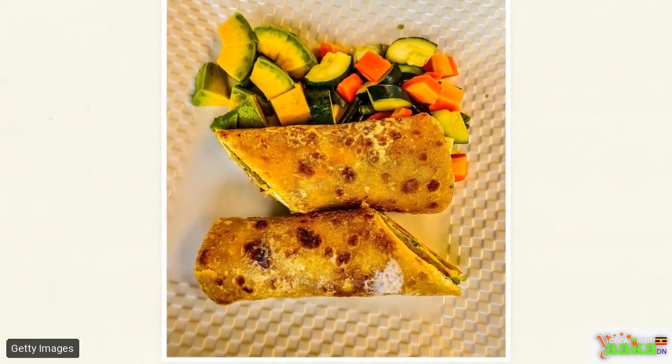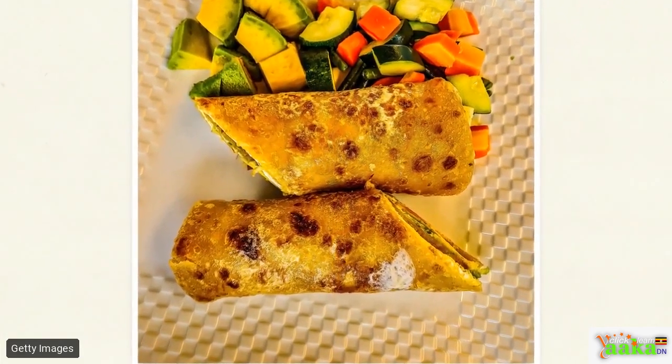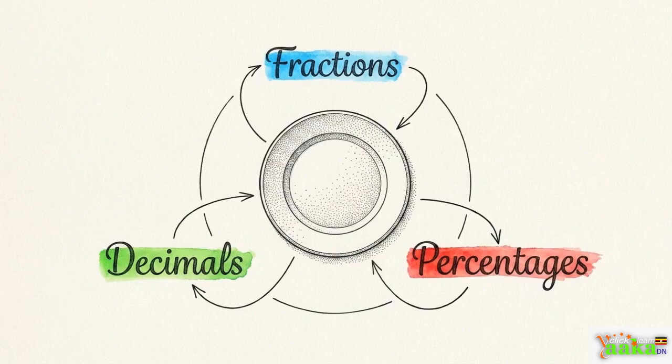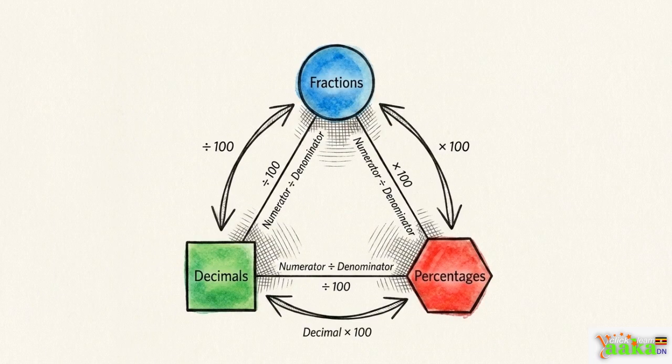If you buy a Ugandan Rolex and cut it up to share with friends, you are already doing the math of fractions, decimals, and percentages. They are simply three different ways of describing the exact same portion of a whole.